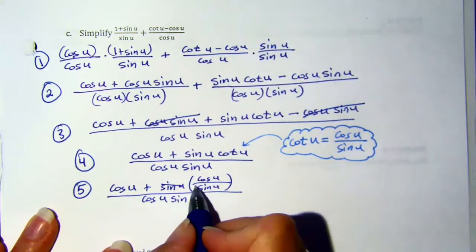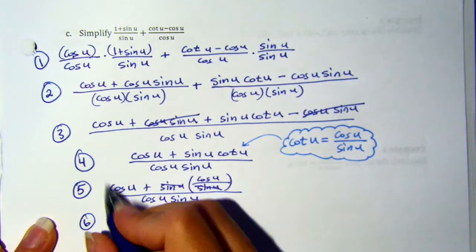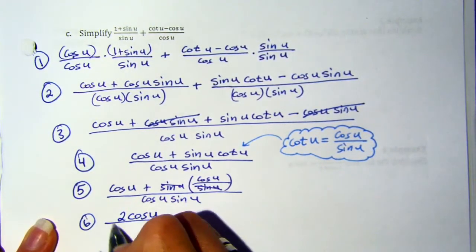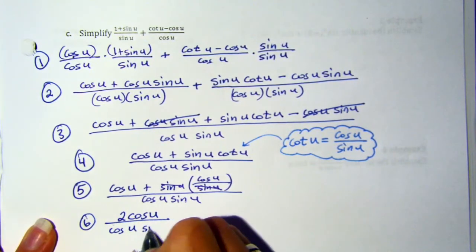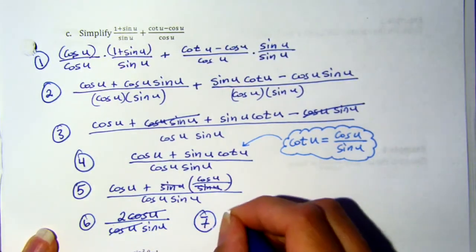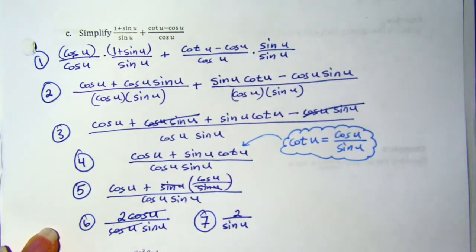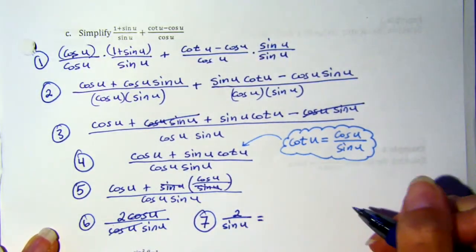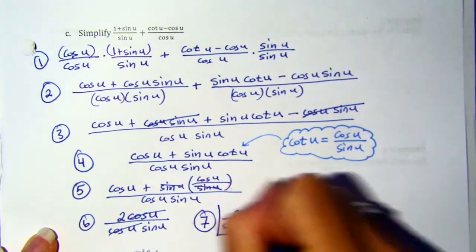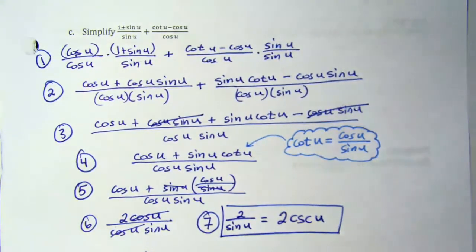These sines are going to cancel, and we'll have cosine of u plus cosine of u. That happens to be 2 cosine of u divided by cosine of u, sine of u. And the cosines will cancel. We're left with 2 divided by the sine of u. So you could leave it like that, or you could write it as 2 times the cosecant of u. So either one of those would be an acceptable answer.